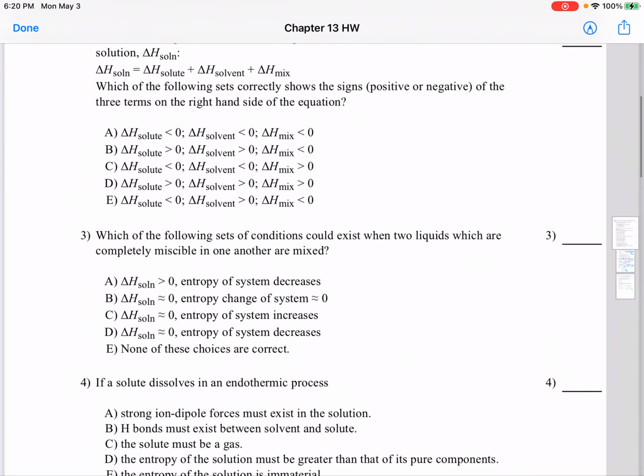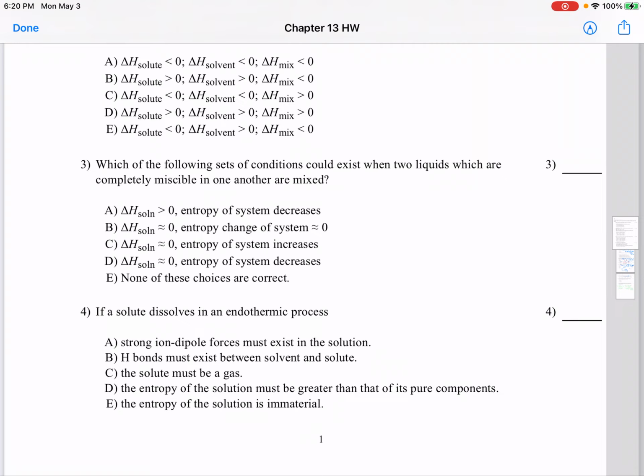Okay, so number 3, which of the following sets of conditions could exist when two liquids which are completely miscible in one another are mixed? The two solvents you have are going to be completely soluble with each other. So what happens to the delta H and entropy? Since they are completely miscible, delta H solution would be similar to 0. Okay, almost similar to 0.